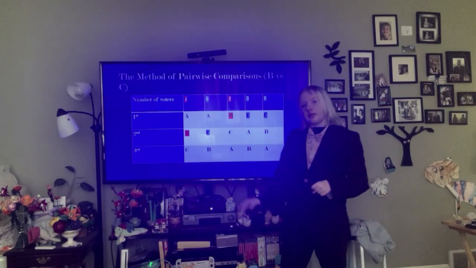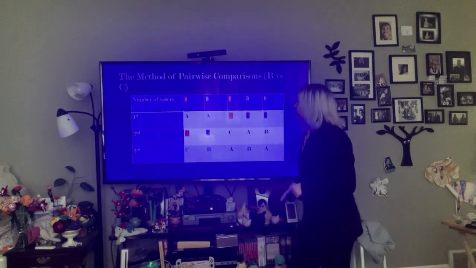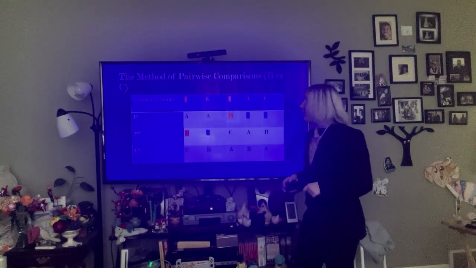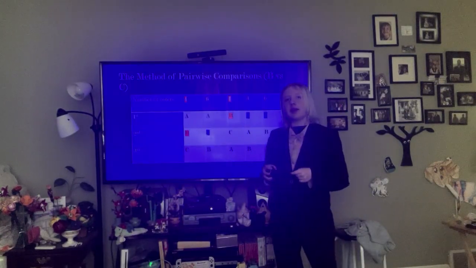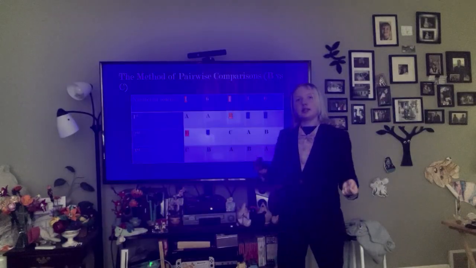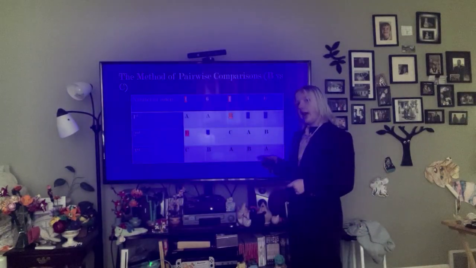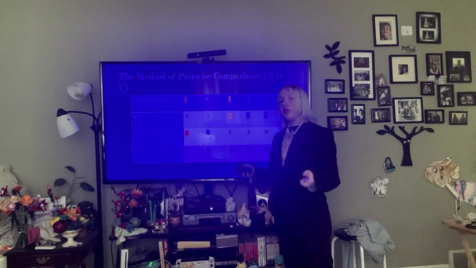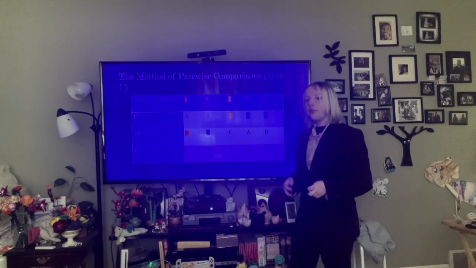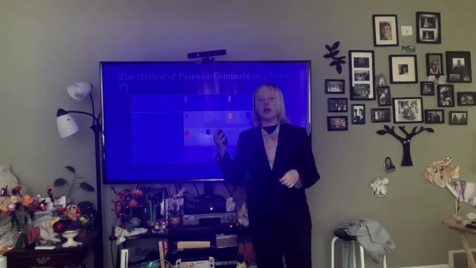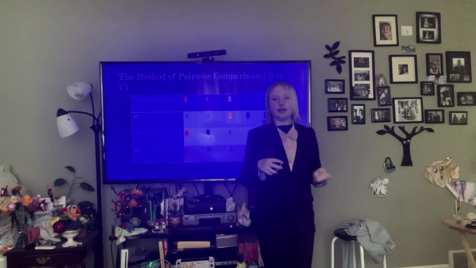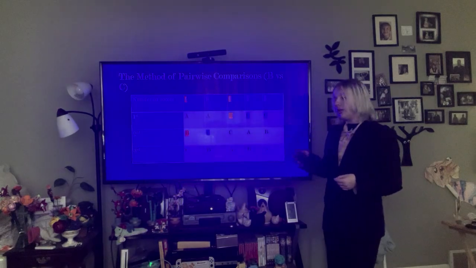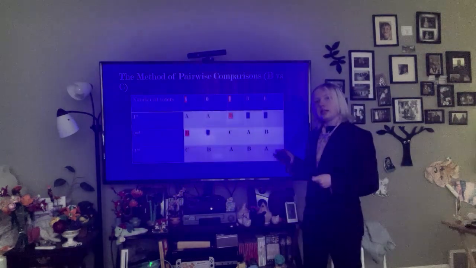Then we have B versus C. In B versus C, B has 5 points and C has 15 points. So B is still not getting a point, and C has gotten a point, meaning C is at 1.5 points and B is at 0 points. A is also at 1.5 points. So there is a tie between C and A when using the method of pairwise comparison, using our nice little example schedule.